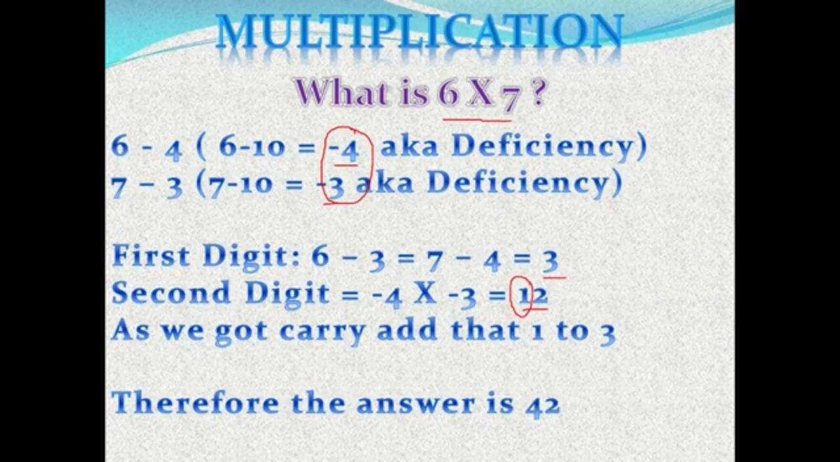And here I got a carry. So what I should do is add this carry 1 to 3, so the value will become 42. That is how it works. You can get the beauty and the ease of it through practicing, and whenever you take big numbers for multiplication, it sounds awesome, frankly speaking.